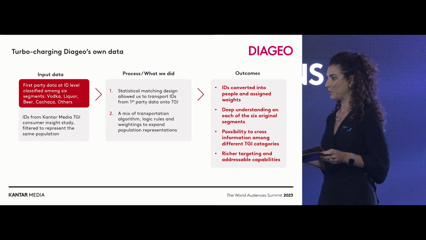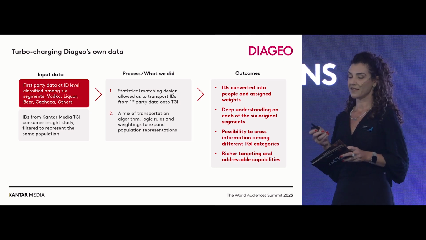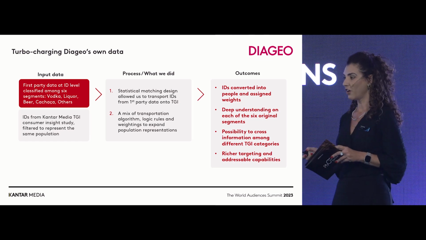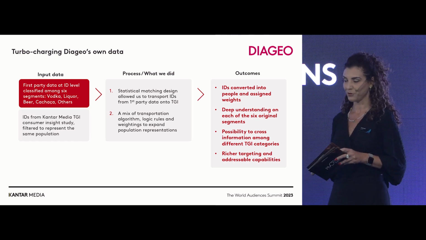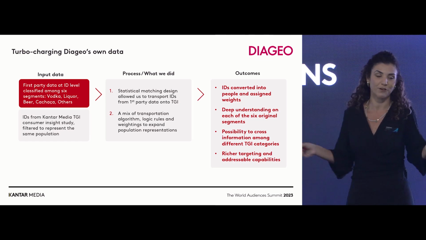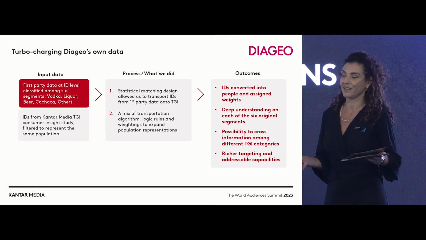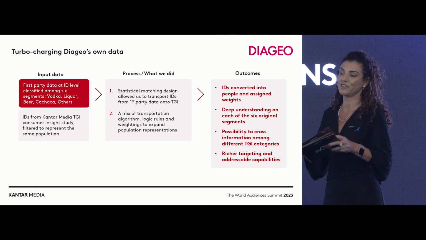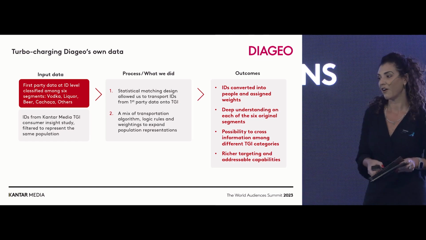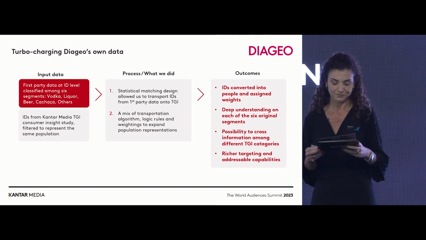So to use this process, I had a model using statistical matching, logic rules, lots of logic rules, and also a weighting process. And so we had the final and integrated data set onto the TGI. That's amazing. It is Diageo inside TGI information, and now Diageo can cross-reference all the information that TGI has.